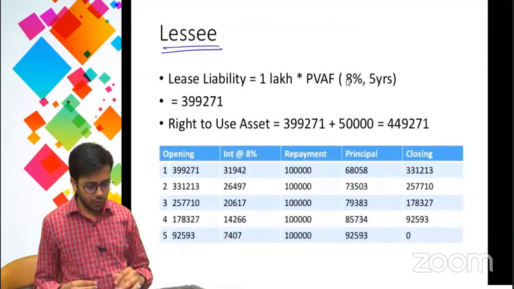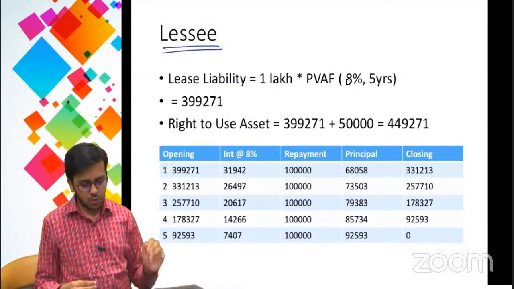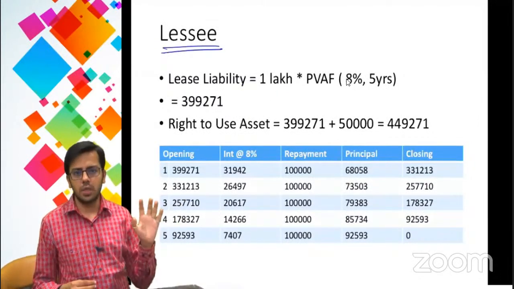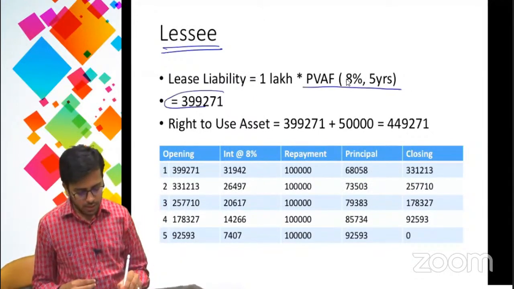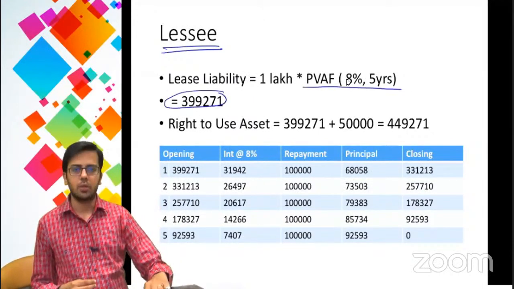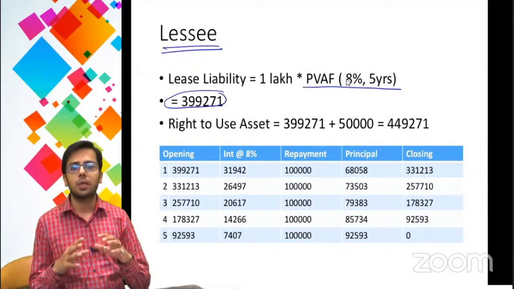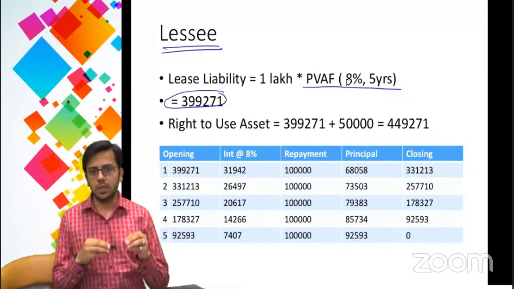So overall, if we see, the discounted amount is 3,99,270. That is what I have calculated using annuity factor, 3,99,271. So this is what the lessee is going to show as liability in his books, lease liability.